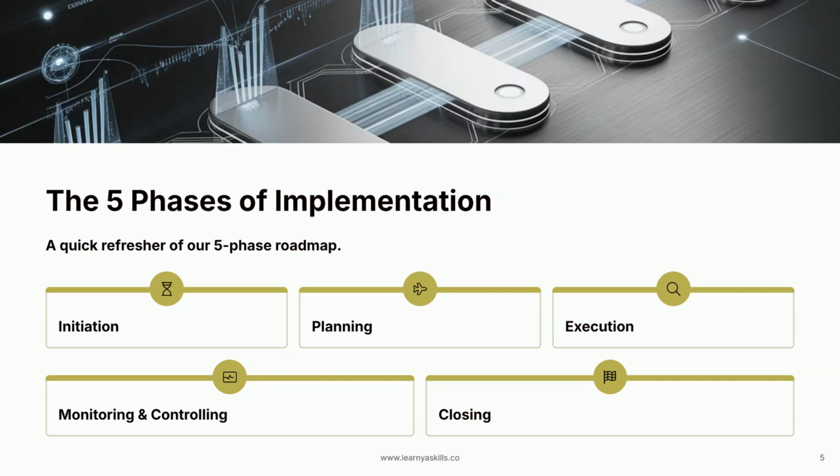As a quick refresher, every project we manage will follow this 5-phase lifecycle. We begin with initiation, move into detailed planning, then into execution, which happens alongside monitoring and controlling, and we finish strong with a formal closing. We will now walk through each of these phases one by one, focusing on the key activities and outputs you are responsible for as the project manager.